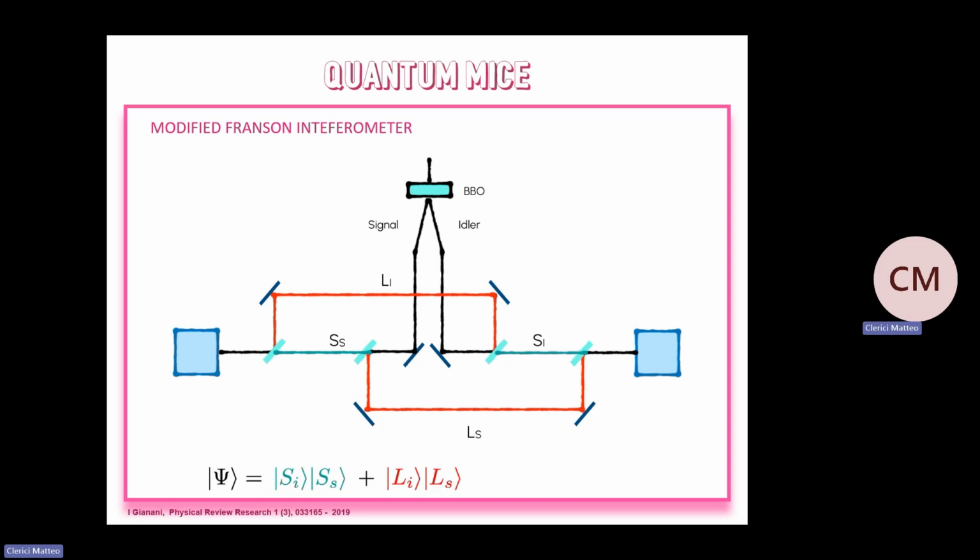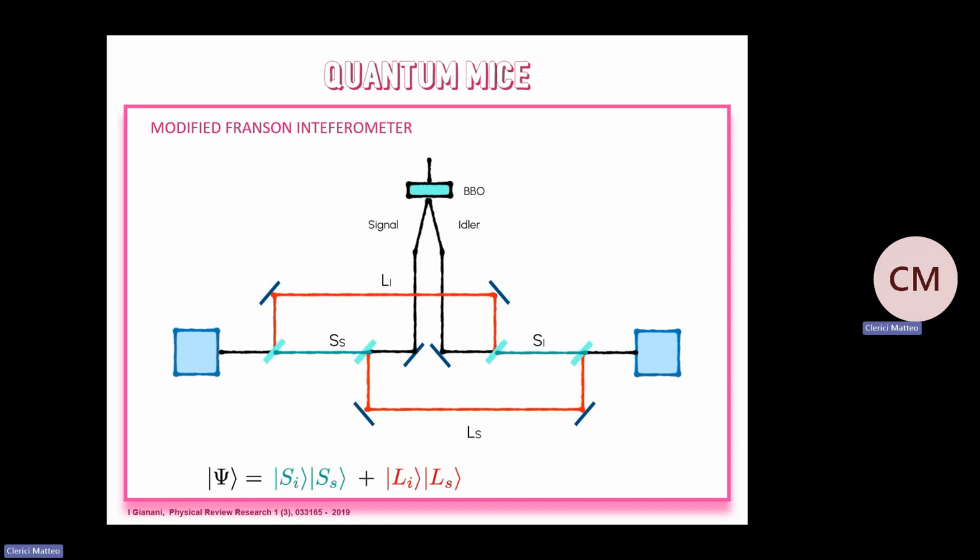If they both take a short path, they will arrive on each detector, and so you will see a coincidence. If they both take the long path, they will arrive on each detector and see a coincidence. But if one takes the short and the other takes the long, they will arrive on the same detector, and so there are no coincidences there. So you're left with this state where you have the superposition of short and long path.